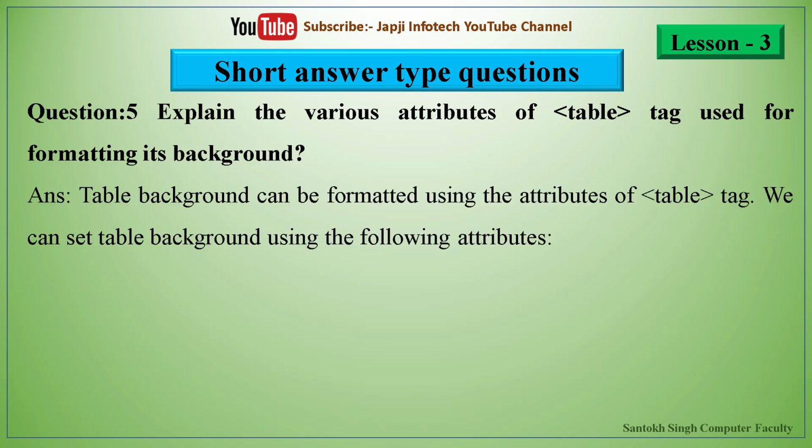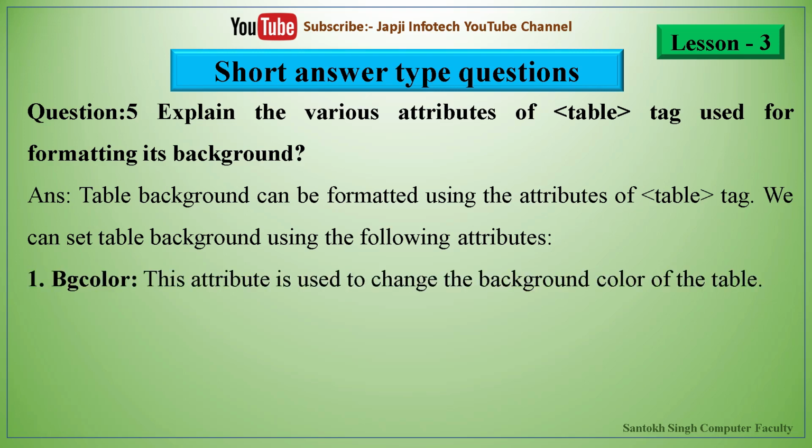So the table background can be formatted using the attribute of table tag. We can set table background using the following attribute. The first one is bgcolor. This attribute is used to change the background color of the table, and its example is: left angle bracket table space bgcolor equal to, in the double quote, write its color, which is green, then close the tag of the table, then in the end write the closing table tag.